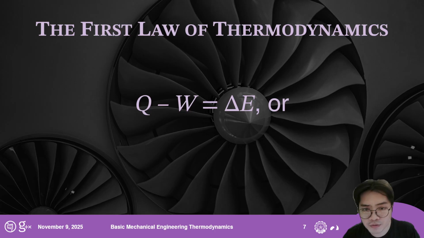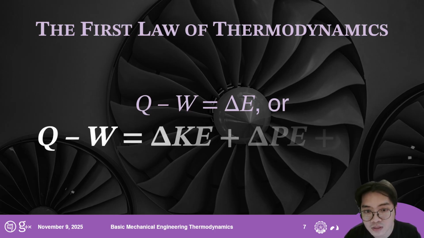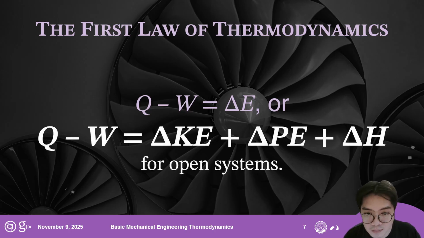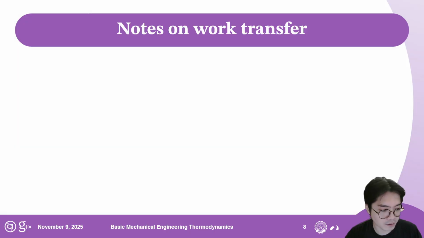In topic 2 or topic 3, I said that delta E takes on two forms, right? Either delta KE plus delta PE plus delta U for closed systems, or now, because we're talking about open systems, that will be delta KE plus delta PE plus delta H. Okay? And so this is now one of the most important equations that you will need in topics 5 and 6.